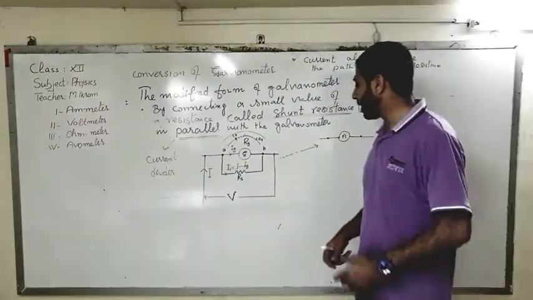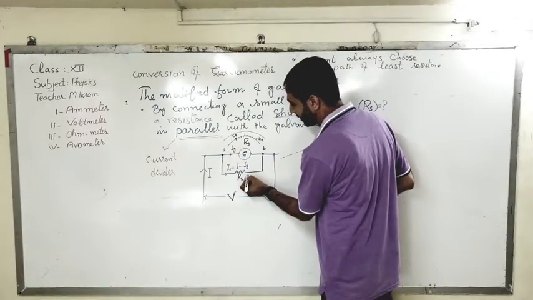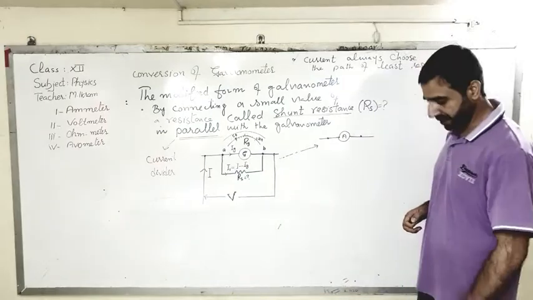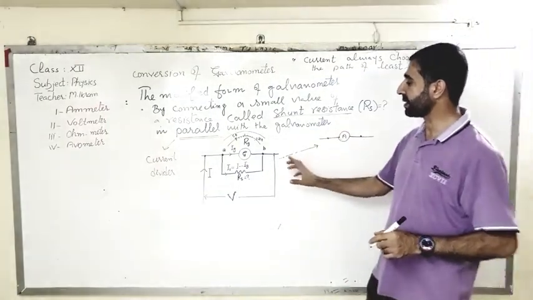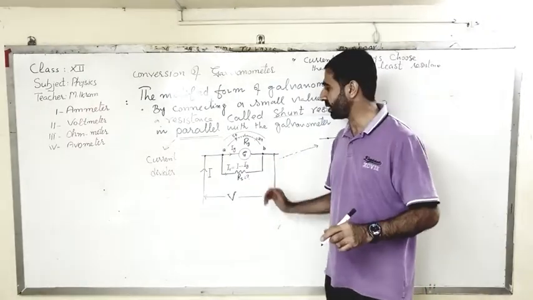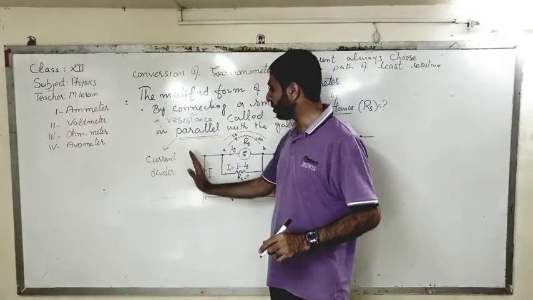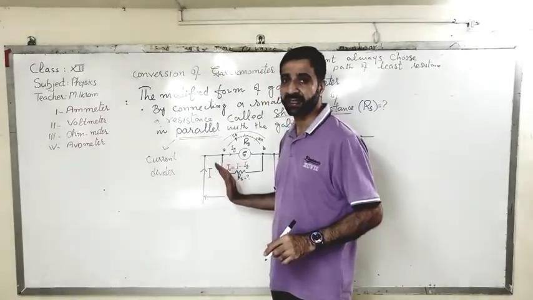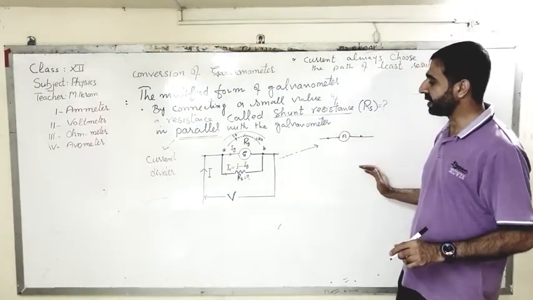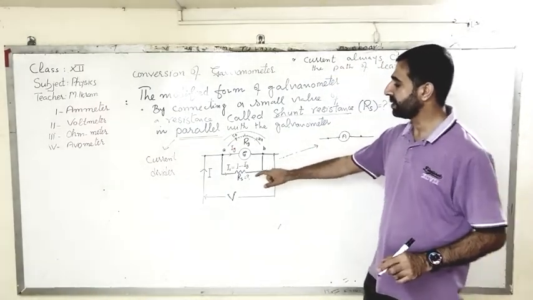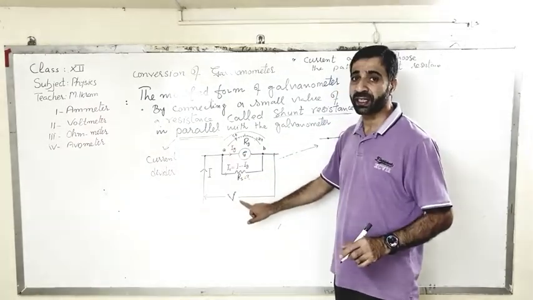Now, our interest lies in what could be the appropriate value of the shunt resistance. The value of the shunt resistance can be found in a very simple way. How? Because you know that the parallel circuit is in fact the current divider circuit, and once it is a current divider circuit, the current will divide and the voltage will remain the same.